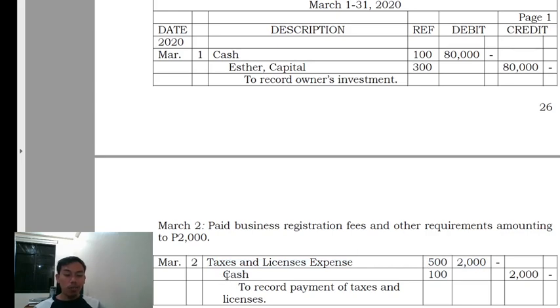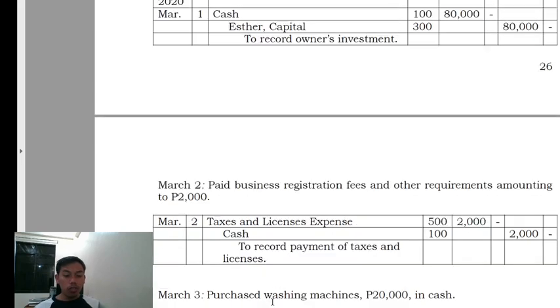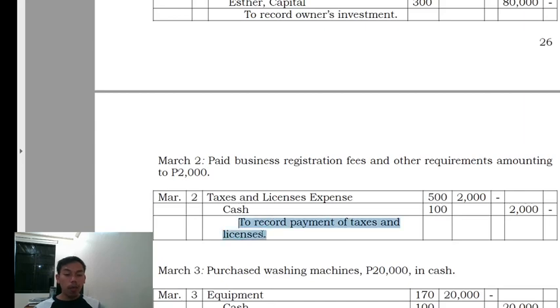Nagbayad tayo ng pera. Kapag nabawasan ang pera or nabawasan ang asset, debit or credit? Credit. Therefore, credit to cash still amount 2,000. So, you give a short explanation to record payment of taxes and licenses.